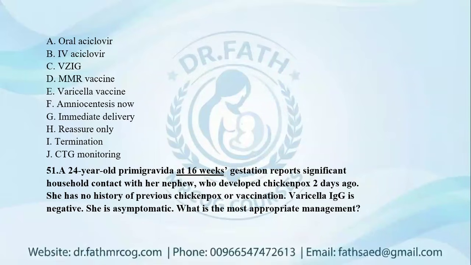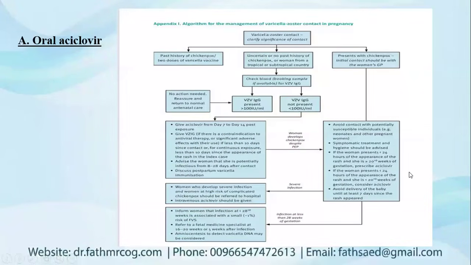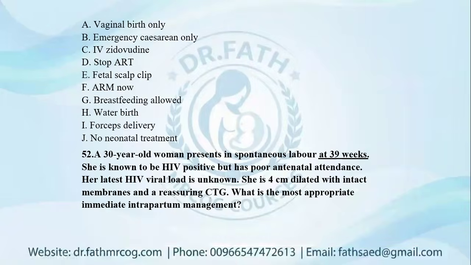Varicella. The patient is a primigravida at 16 weeks of gestation with significant contact. What will you give here? This is an update in varicella. So if you had significant contact and the patient is at 16 weeks, what will you do? Oral acyclovir. If you remember before, she is asymptomatic. If the patient is not immune, consider acyclovir from day 7 after exposure, and give varicella zoster immunoglobulin if there is a contraindication to antiviral therapy. So this is the one that will come first. Yes, correct. Oral acyclovir.